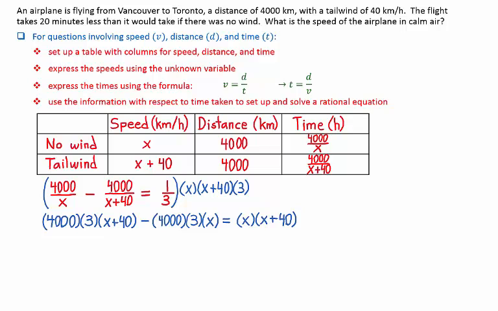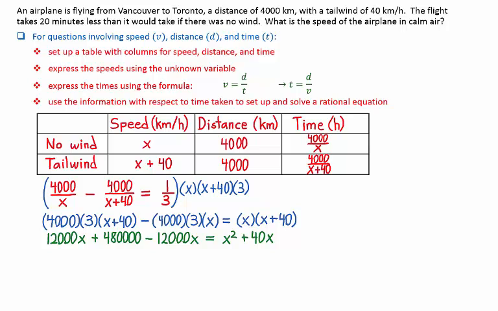We then expand all of these expressions. First of all, on the left side of the equal sign, 4,000 times 3 times x gives 12,000x, and 4,000 times 3 times 40 gives plus 480,000. The next term, minus 4,000 times 3 times x, is minus 12,000x. On the right side of the equal sign, x times x plus 40 gives x squared plus 40x. Here we have a quadratic equation.